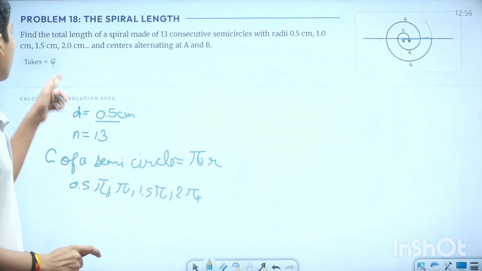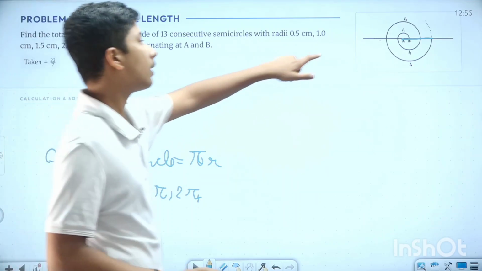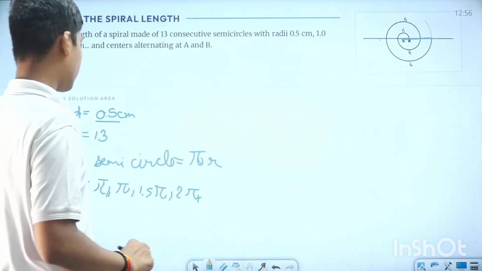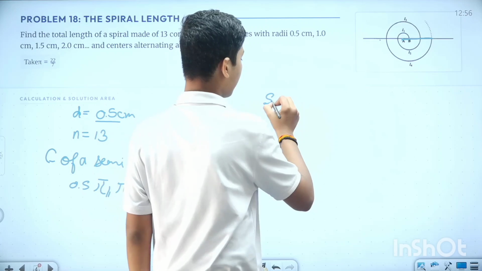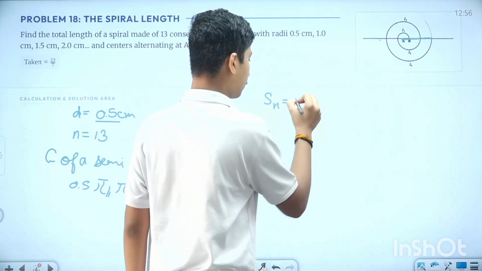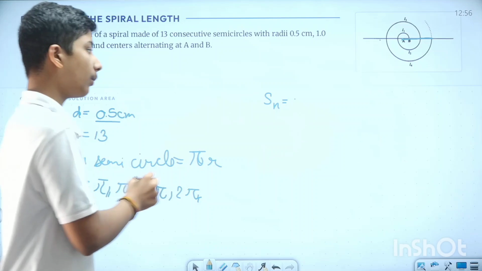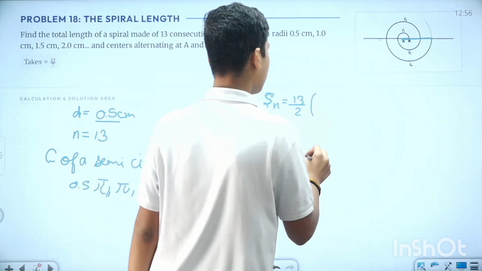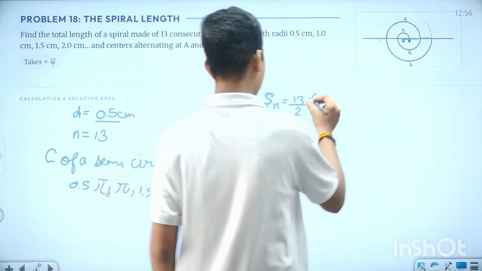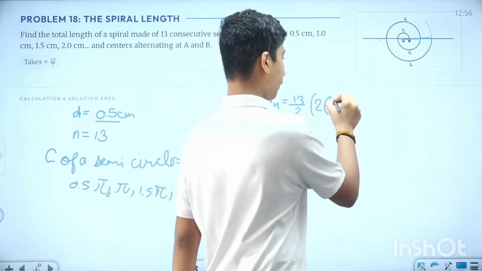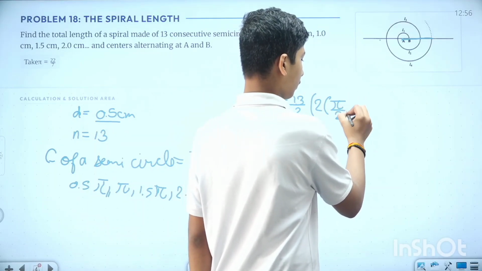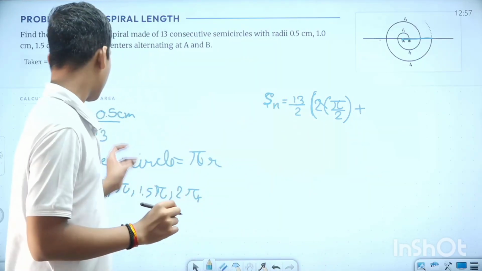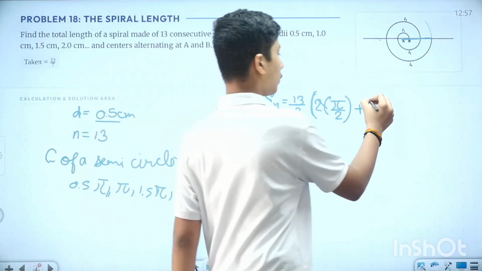Now what we have to find out? We have to find out the total length of the spiral. Means this plus this plus this plus this, adding these 13 consecutive terms. So we get Sn equals n by 2, means 13 by 2 bracket 2 into A. A is 0.5 pi or you can say pi by 2. 2 to cancel, plus n minus 1 into D. N means 13. 13 minus 1, 12.